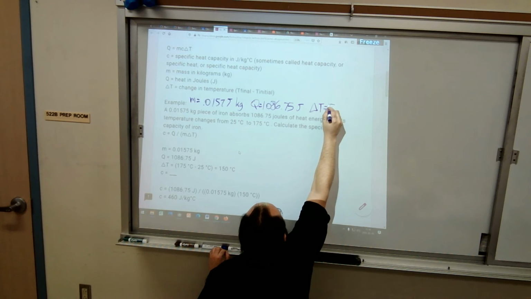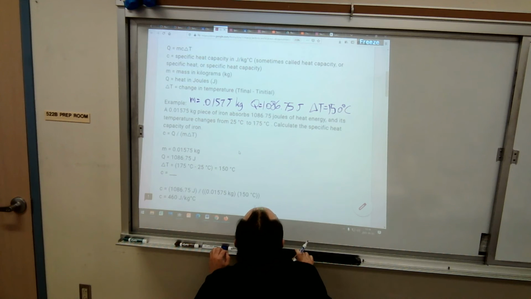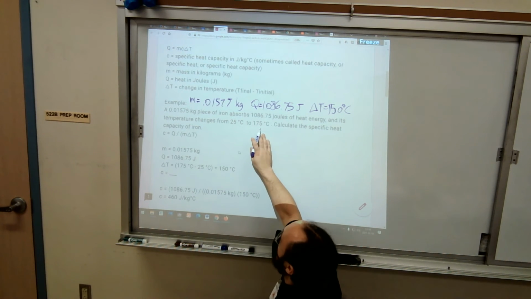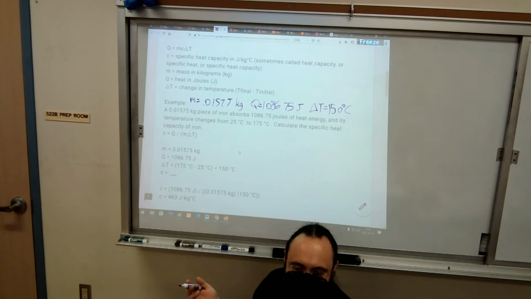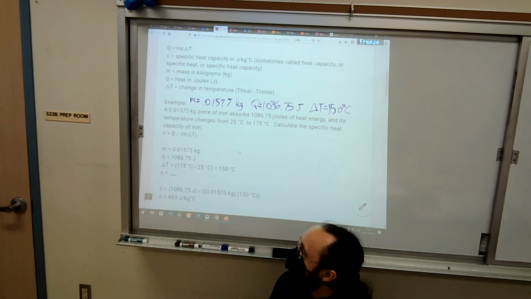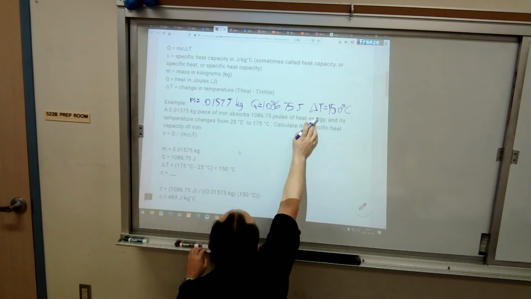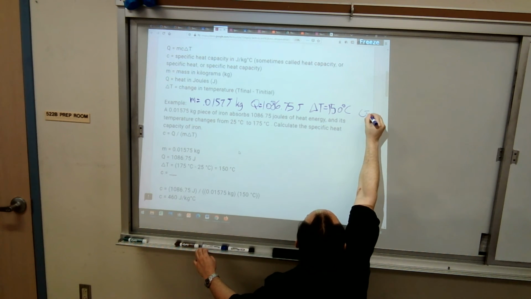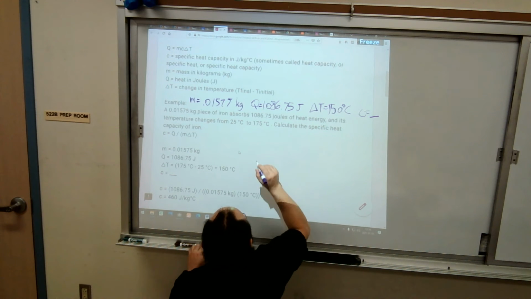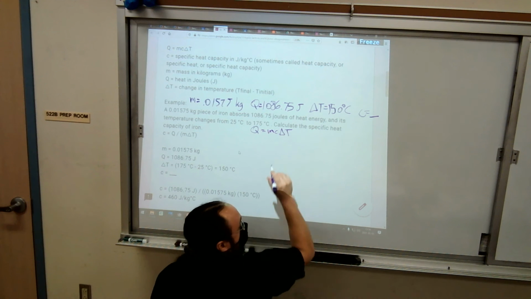Delta T, 150 degrees Celsius. If it had gone from 175 to 25, it would have gone down 150, and delta T would be negative 150 because it changed by negative 150. But it went up, so we say positive 150. And it says calculate specific heat capacity. So C equals blank. I can write down my formula: Q equals M times C times delta T.